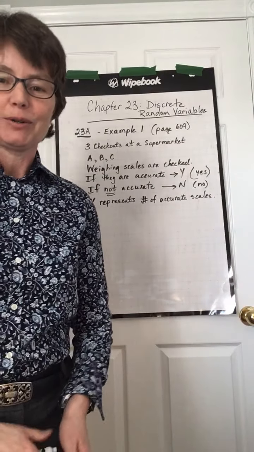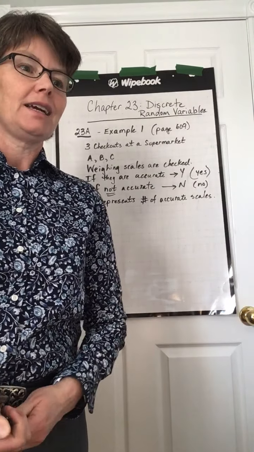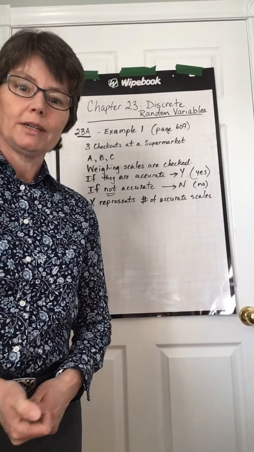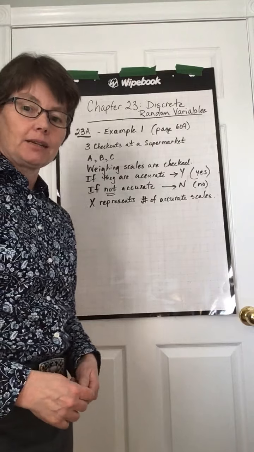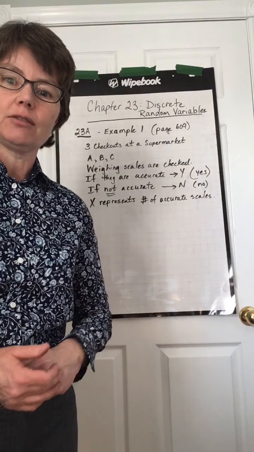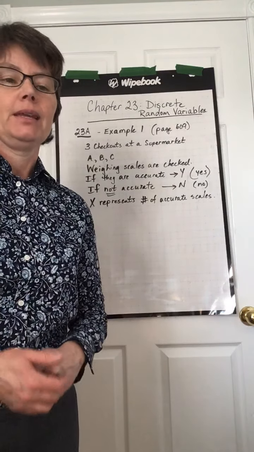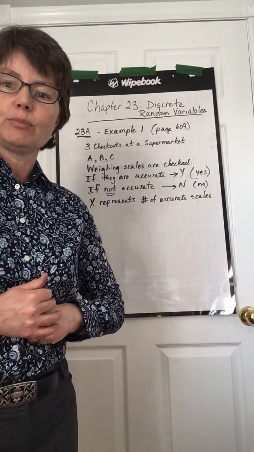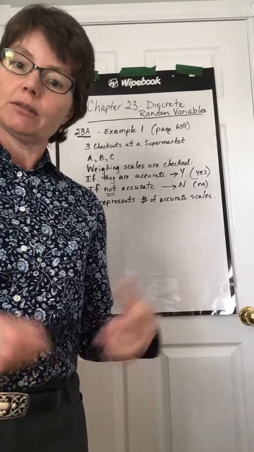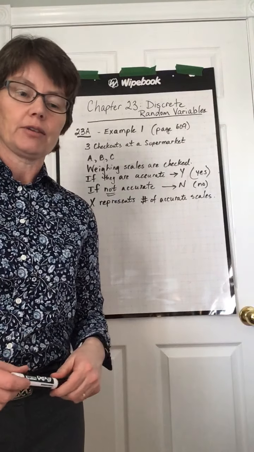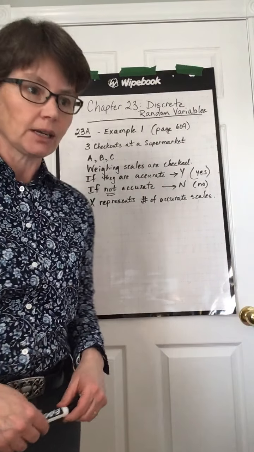Hello, this is chapter 23, and we're looking at 23A, example 1 on page 609. So we're at a checkout at a supermarket. There are 3 checkouts named A, B, and C, and the scales are being checked at those checkouts to see if they are accurate. A government department checks those scales to make sure they're accurate. If they're not accurate, then they need to be fixed.